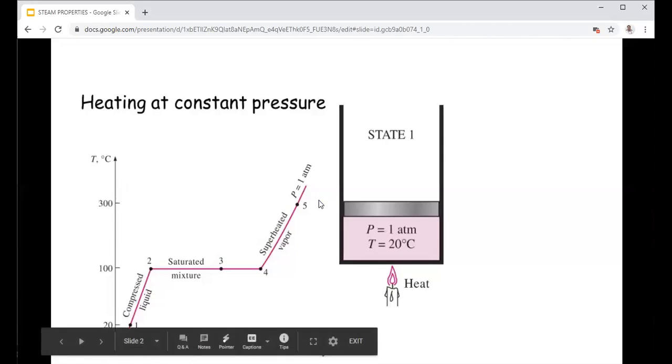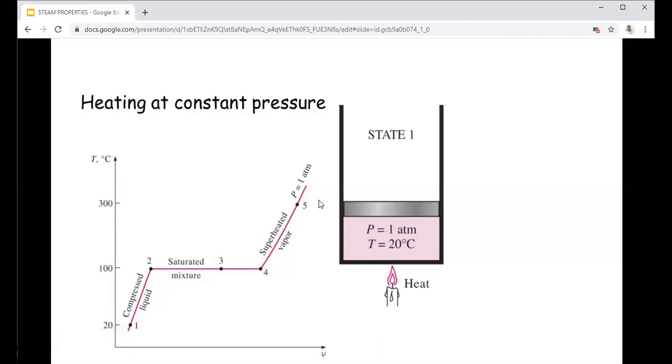Certain terms were used for explaining the concepts of steam. One was saturated liquid, which is state 2. The other was dry saturated steam, which is state 4. The third was the wet steam, which is state 3. And state 5 was a superheated steam.